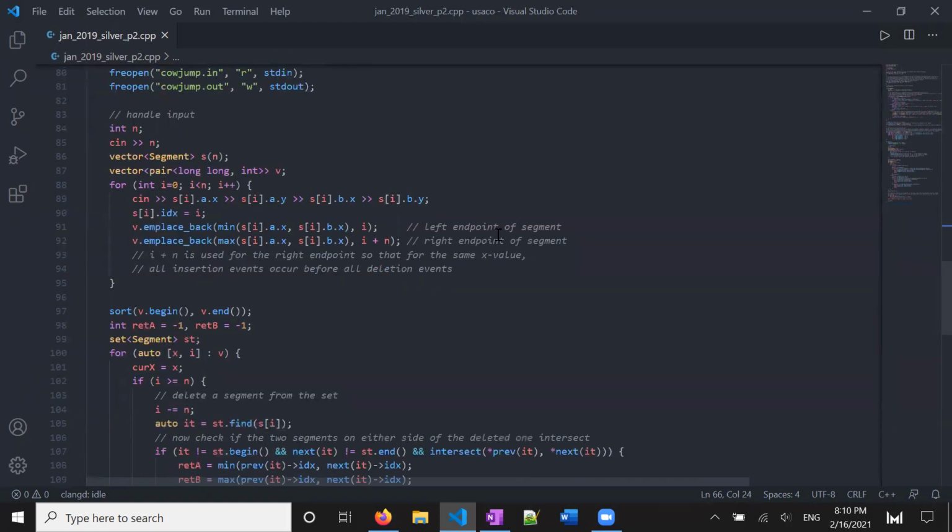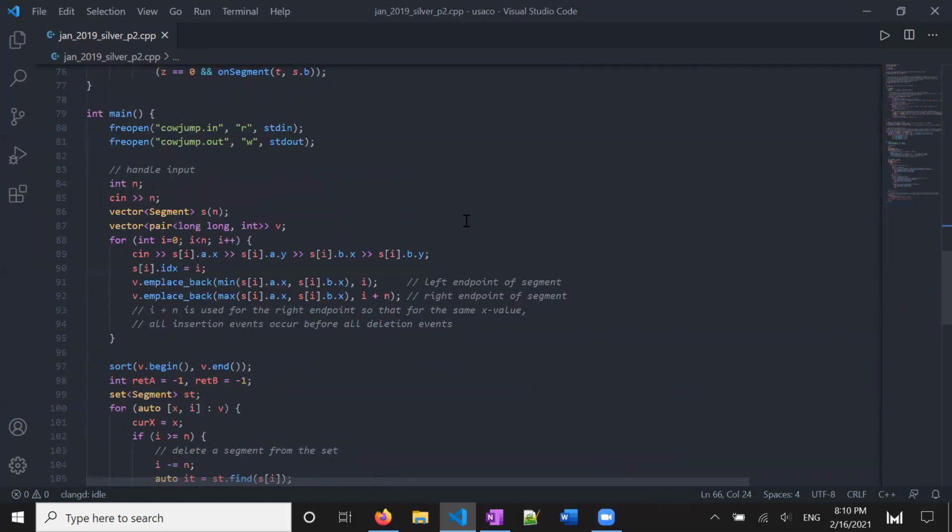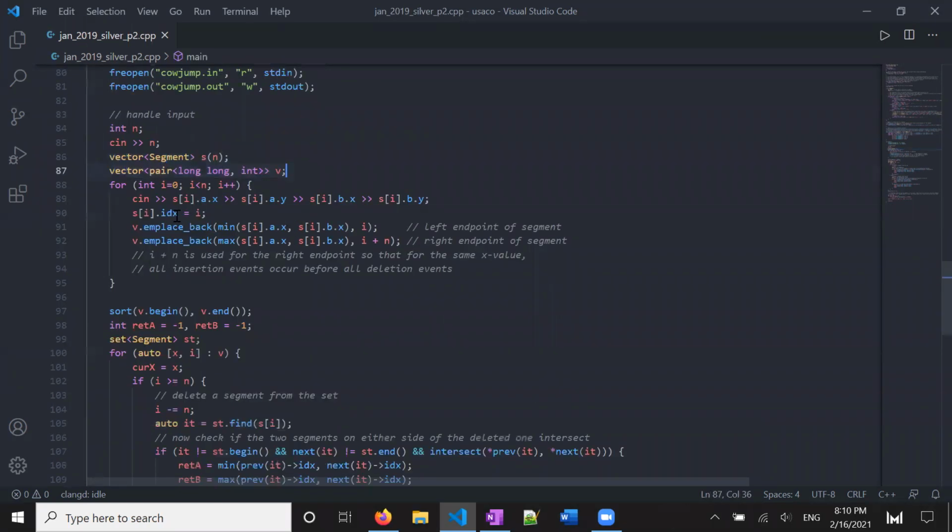And now let's get to the actual program. Okay, now that we've got all the geometry and math stuff out of the way, let's actually do the line sweep part. So we read in the input. We have all our different coordinates, and then I push them into a set. This is going to be my set of endpoints, so I have my left endpoint and my right endpoint.